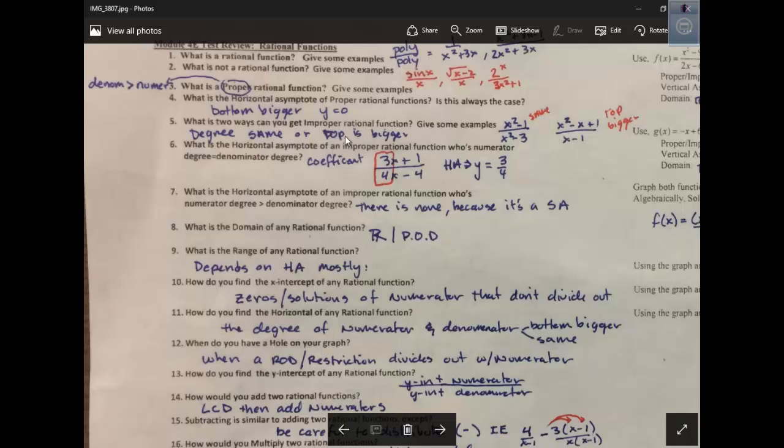Oh, top is bigger, sorry. If the top is bigger. So here's an example of the same, and then here's an example of the top is bigger.